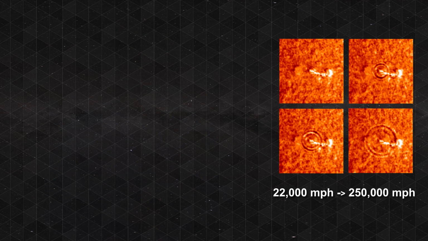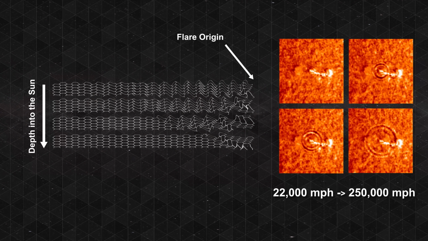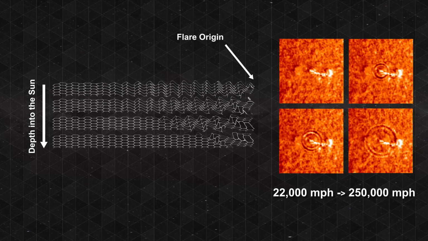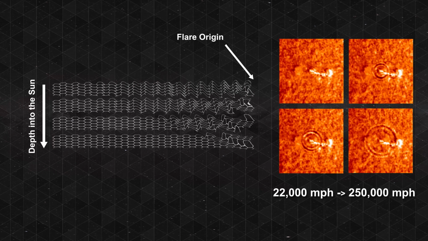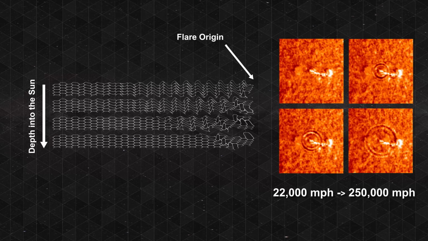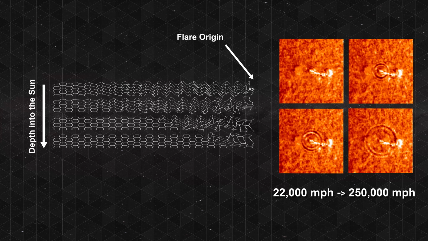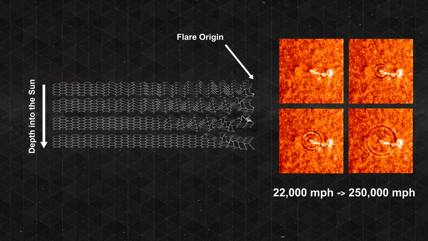It is important to note that the expanding rings in these images are increasing from a velocity of about 22,000 miles per hour to 250,000 miles per hour before fading. These observations are telling us something about the structure of the solar surface. It is possible that as the wavefront travels, its energy becomes confined to shallower and shallower regions of the solar surface. This might be providing evidence that the material which makes up the Sun's surface has a layered structure.